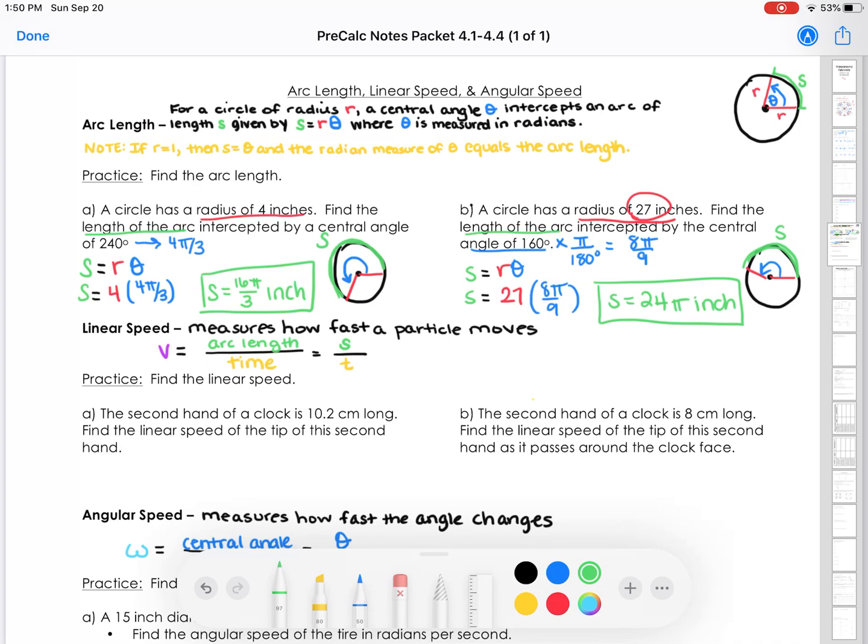So it says in our first example, the second hand of a clock is 10.2 centimeters long. That's going to act as our radius here. So this is really my R. Find the linear speed of the tip of this second hand.